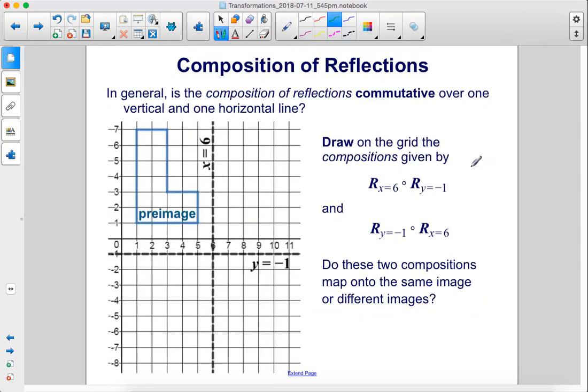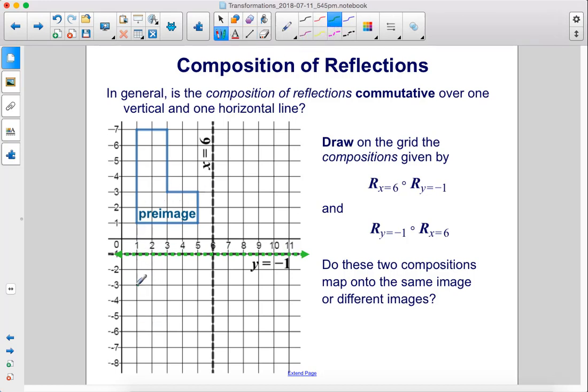In general, is the composition of reflections commutative over one vertical and one horizontal line? All right, let's draw on the grid the compositions given by these two equations here. Do these two compositions map onto the same image or different images? All right, so let's check. We have our pre-image. So we're going to first reflect it over the line y equals -1. So let's draw that line. When y equals -1, oh, that's right here, so I'll just highlight it in green. So let's reflect it over that line first.